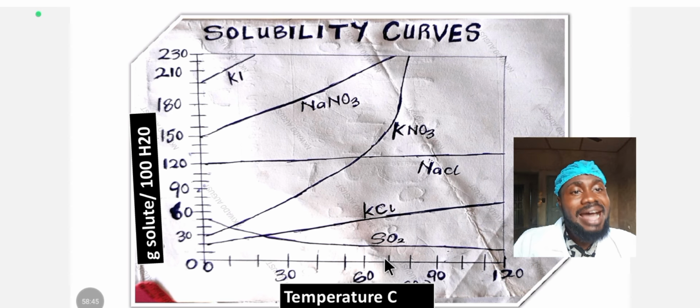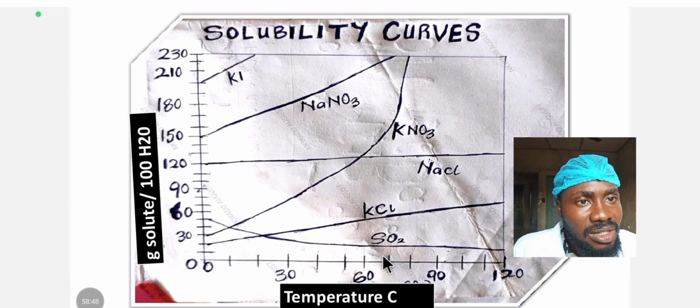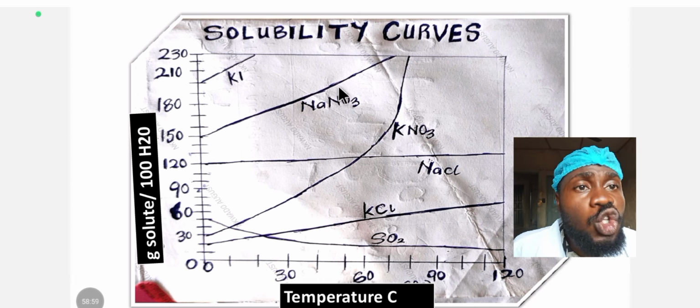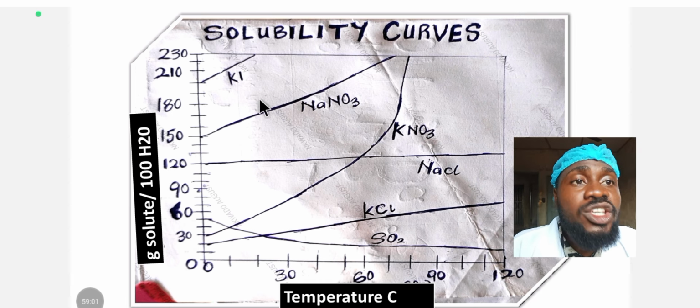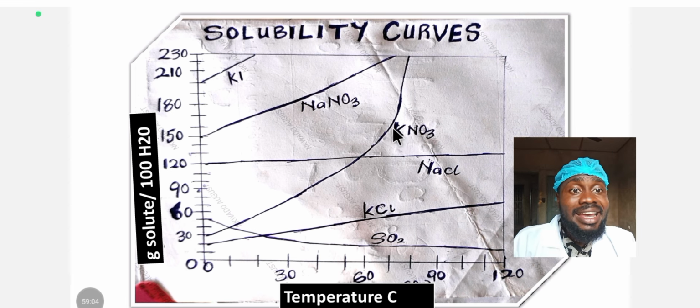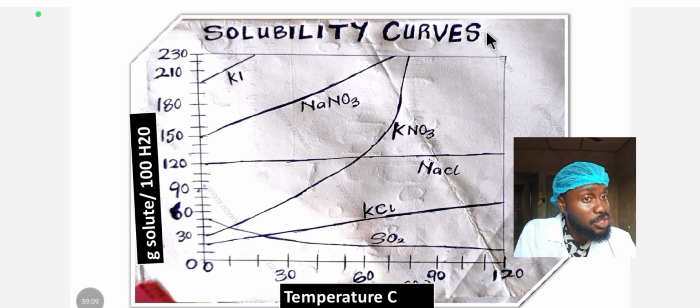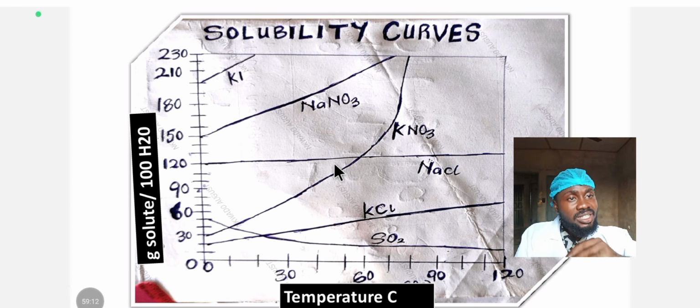down. At 70, this one is 60. Okay, 60, 70, 80. So at 70 degrees Celsius, 150 cubic decimeter of sodium nitrate dissolved in water. That is a high solubility. It is highly soluble. Much of this substance dissolves at a high temperature. Remember that solubility starts at low temperature, at room temperature.